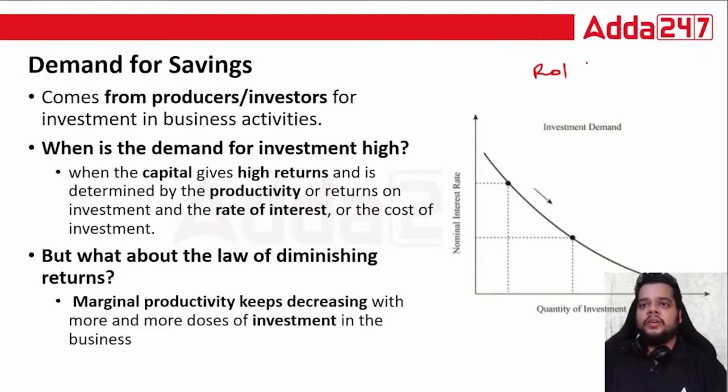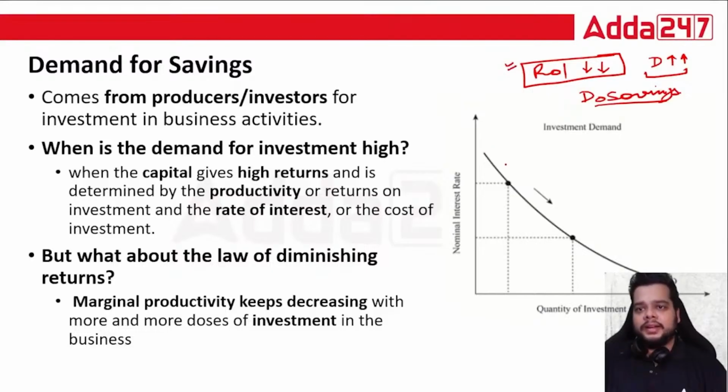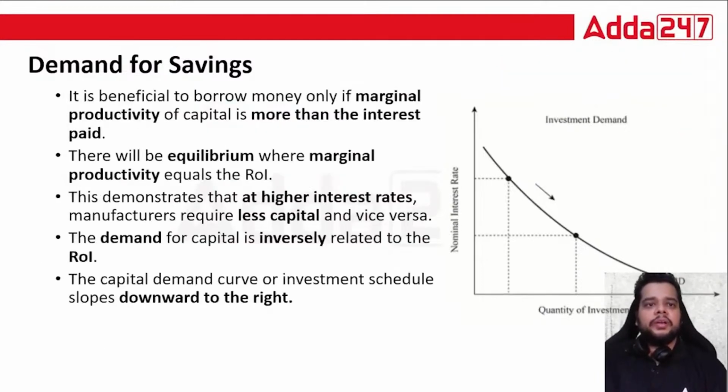When we talk about the demand for savings, the demand will be high when the rate of interest charged on that particular amount is lower. So the lower the rate of interest, the higher the demand, and that's why we say demand for savings has an inverse relationship with the rate of interest. That is why your graph is downward sloping. The demand will be from the producers or the investors who want to invest in their business. The most important point here is that the capital demand curve will be sloping downwards towards the right.